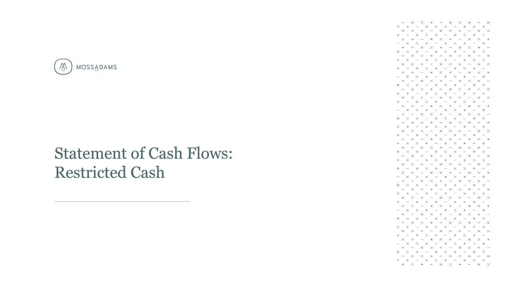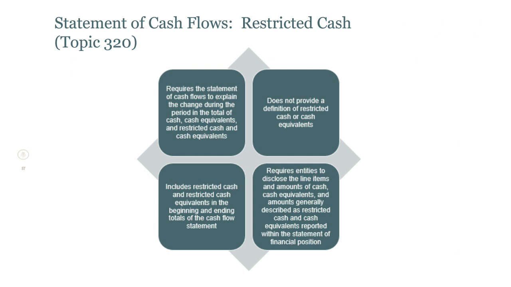All right. We are on the home stretch here. The last thing we wanted to just bring to your attention is a new ASU, which was issued late last year, 2016-18, on the statement of cash flows and restricted cash. This one's fairly straightforward, but again, it's clarifying some diversity in practice where you've got restricted cash that's not included on the statement of cash flows. So this is just saying that you need to include all cash equivalents, including restricted cash, on the statement of cash flows.